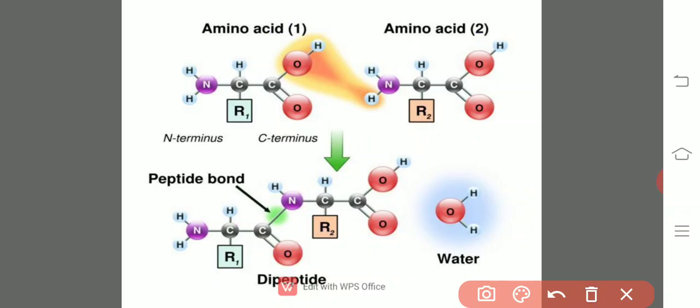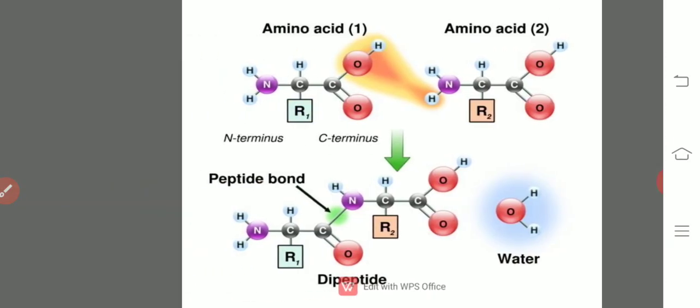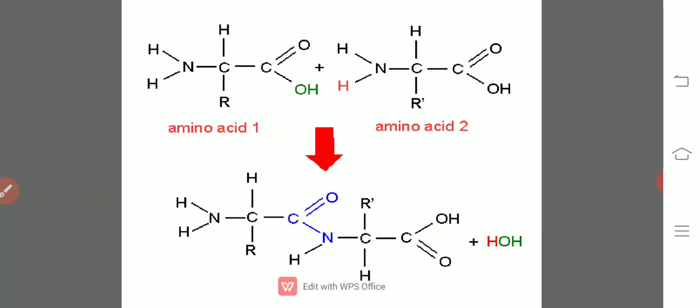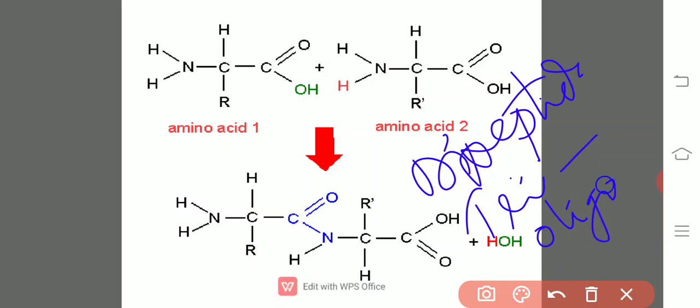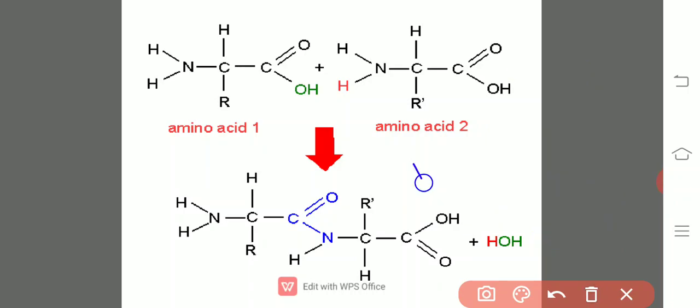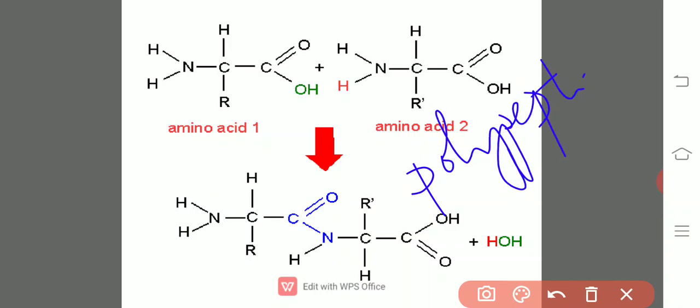If in any peptide there are two amino acids, that is known as a dipeptide. Whereas three, tripeptide. Four, tetrapeptide. More, oligopeptide. Like that. So if there is an enormous number of amino acids, then they are known as polypeptides. Then what is the hierarchy?